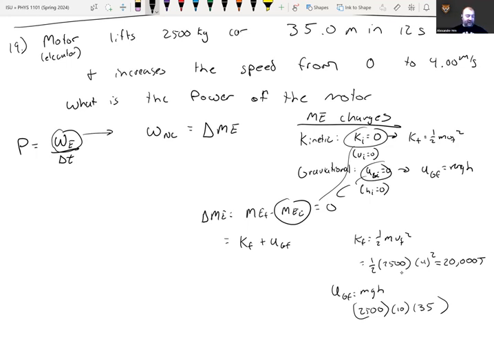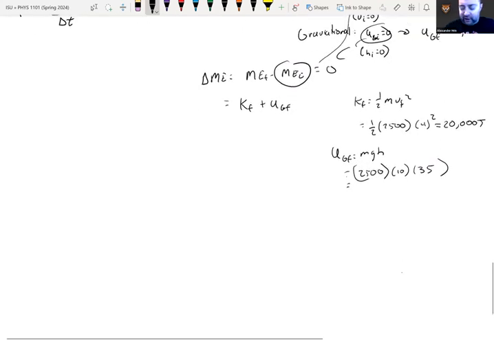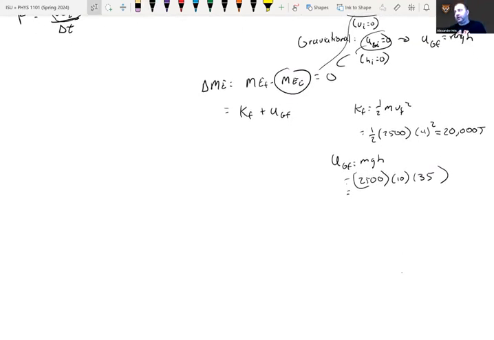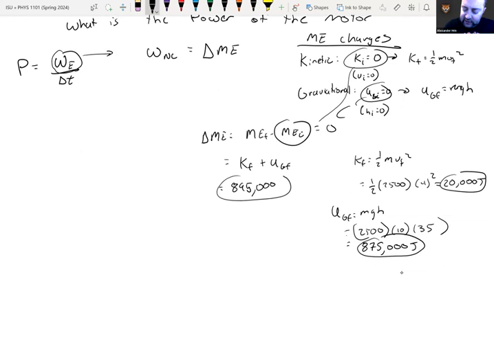again, using g as 10. You could use it as 9.81. It'll be a bit different, but like I said, using it as 10 is not bad for an approximation. So this will be 875,000 joules. So your total mechanical energy, I'm sorry, would be the combination of these, and that's going to be 895,000 joules.